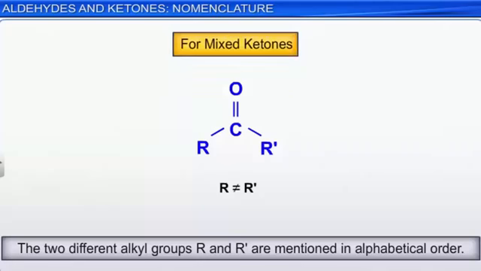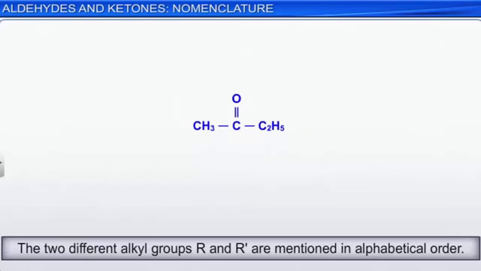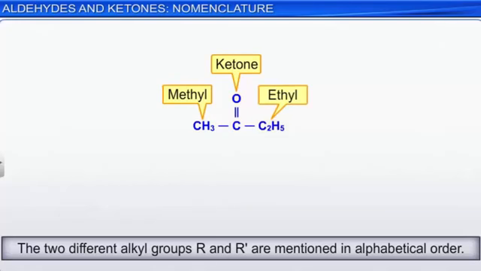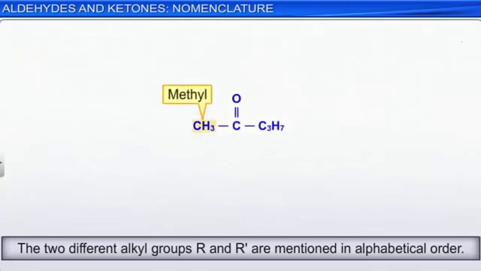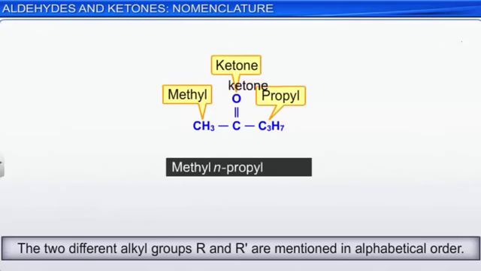In case of mixed ketones, the two different alkyl groups R and R' are mentioned in alphabetical order. For example, the compound CH3-C(=O)-C2H5 is named ethyl methyl ketone. Similarly, CH3-C(=O)-C3H7 is named methyl n-propyl ketone.